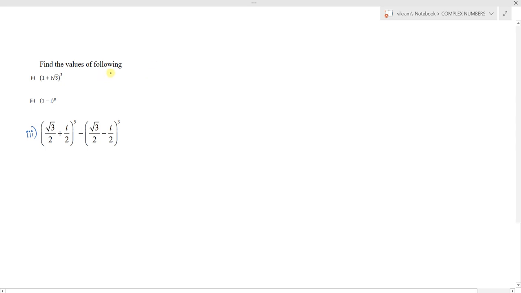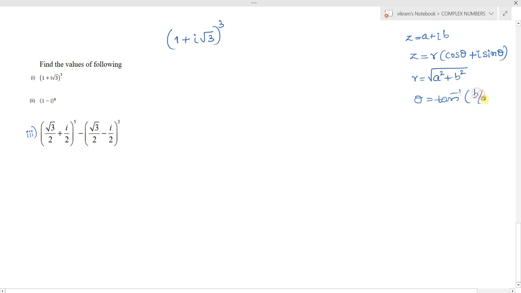The next questions are: find the values of the following. The first question has given (1 plus i root 3) whole power 3. So the question is asking us to find the power of a complex number. We have it in the form z equals a plus ib. Now we need to represent it in polar form, r times (cos theta plus i sin theta), where r equals the square root of a square plus b square, and theta depends on the quadrant; generally it is written as tan inverse b by a if it is in the first quadrant.